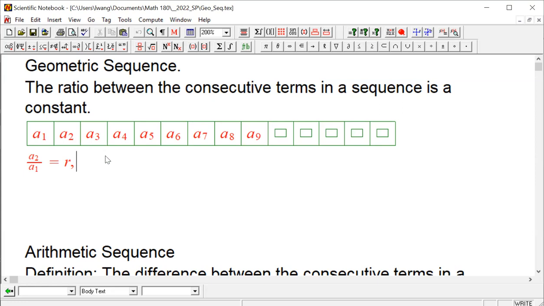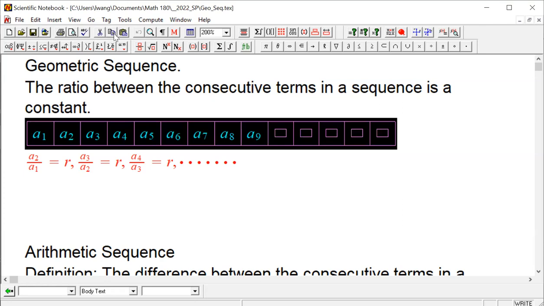And a sub 3 over a sub 2, that's a consecutive term, is going to be the same constant. And a sub 4 over a sub 3 is going to be the same constant as well. So this pattern will keep going forever and ever.